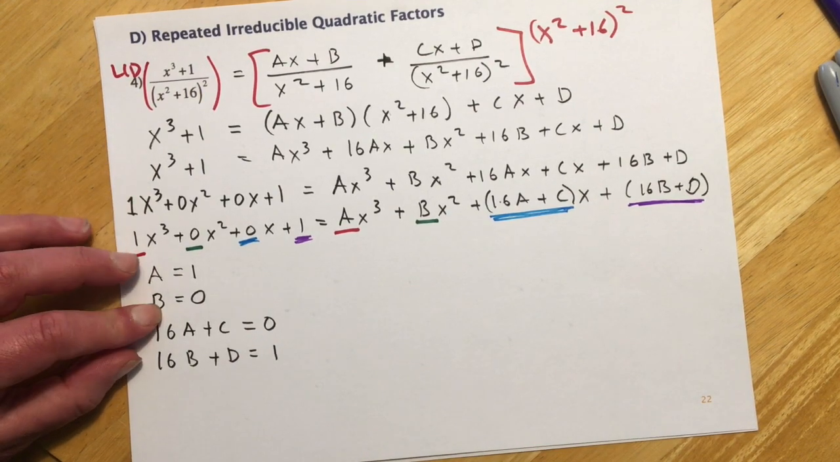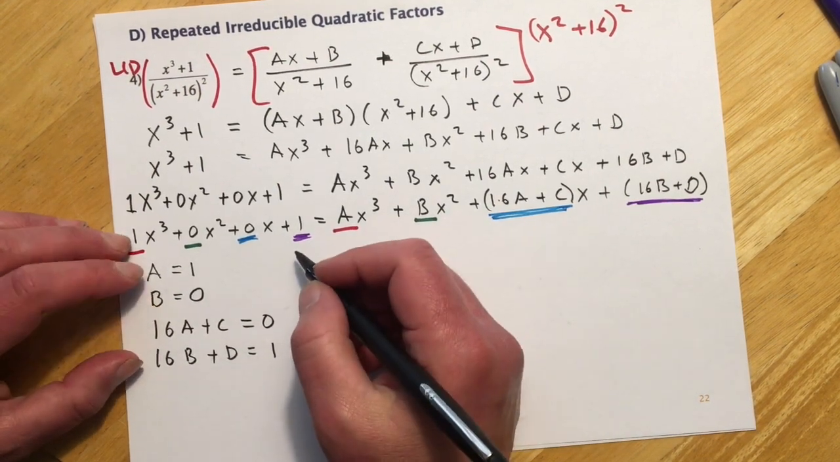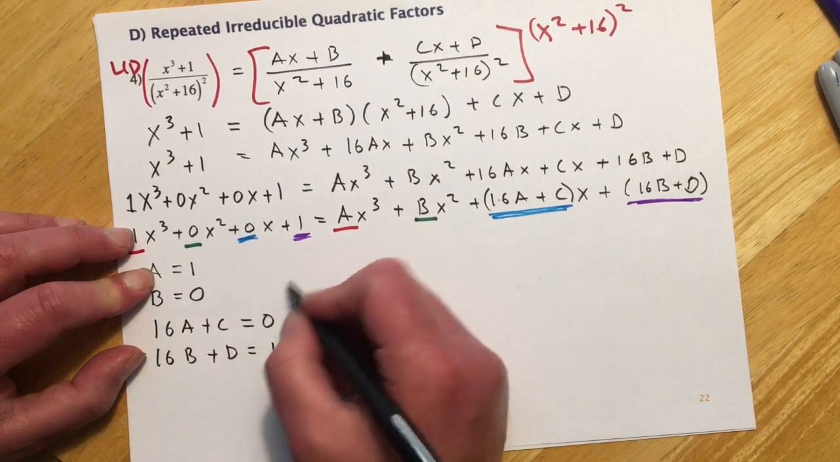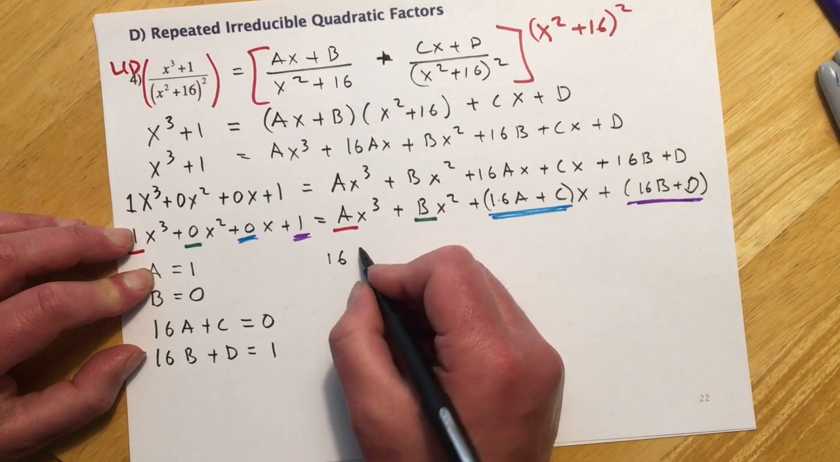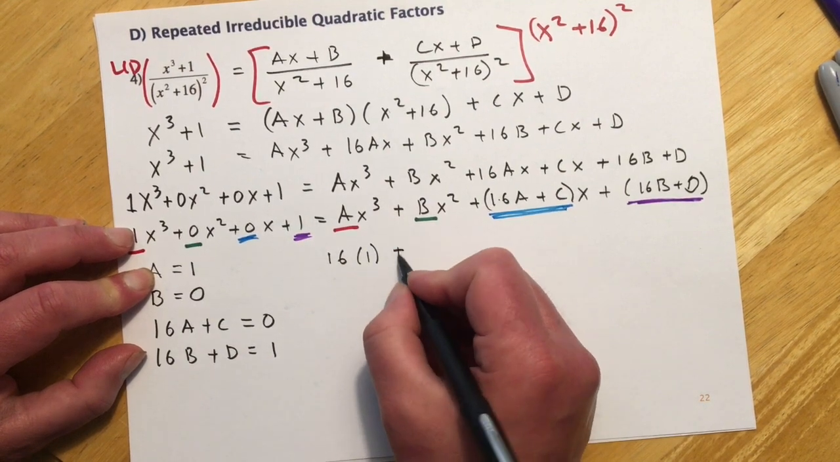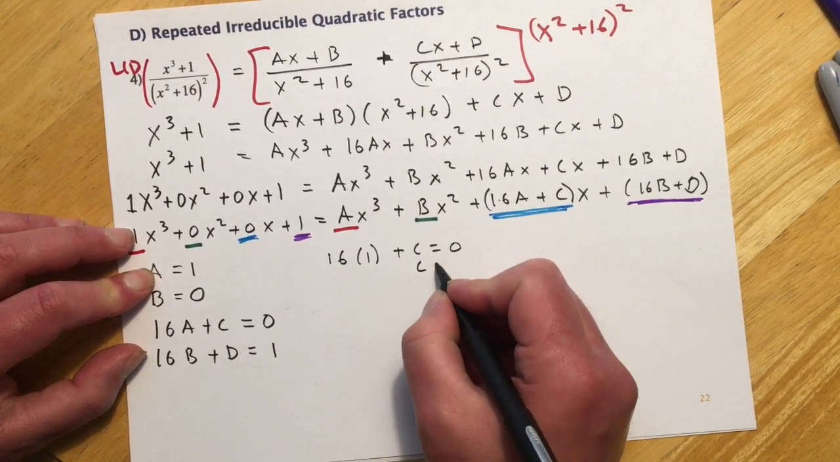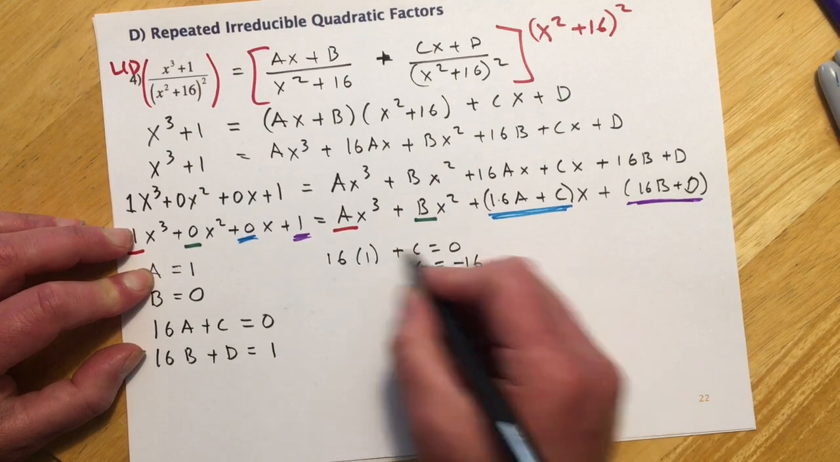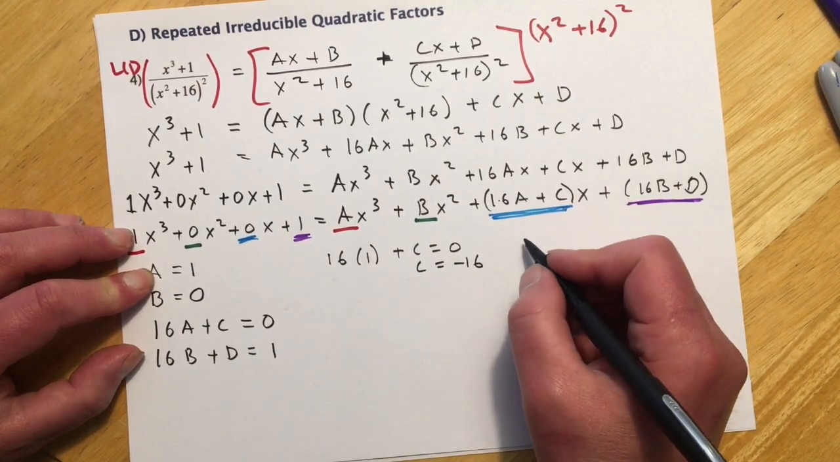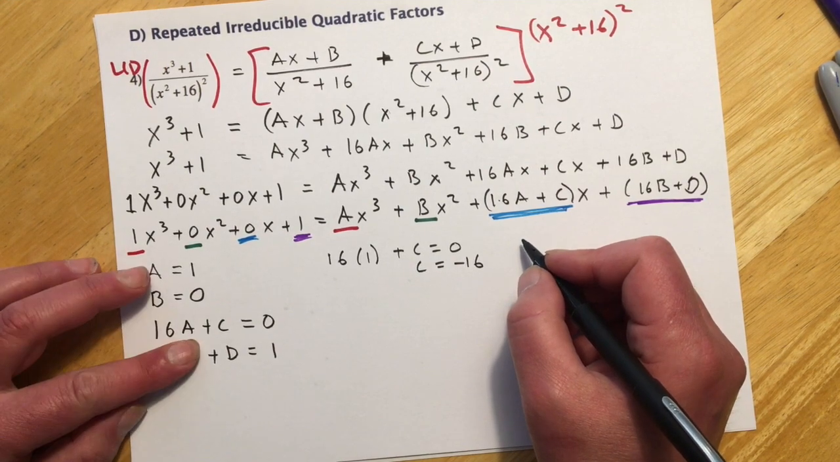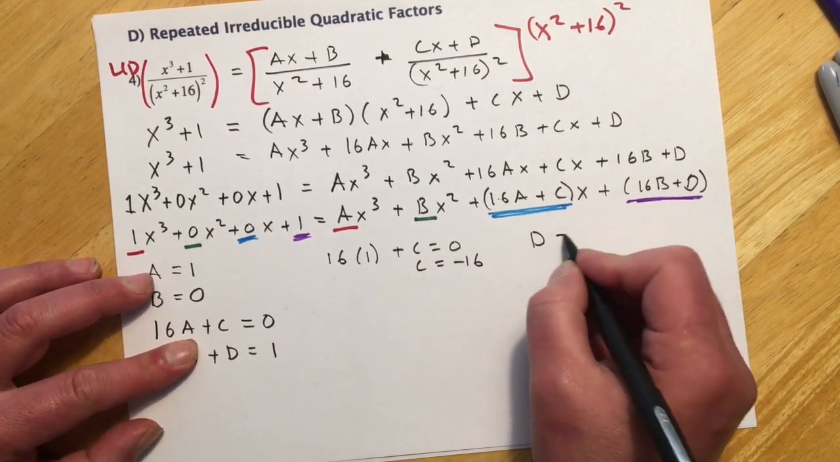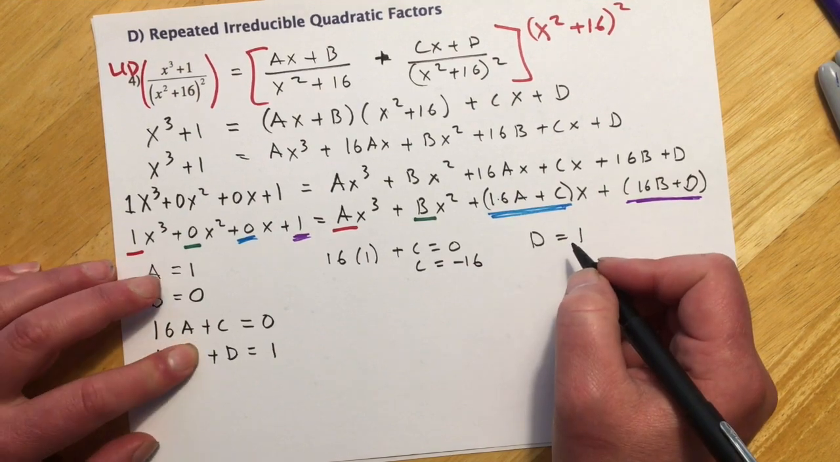So, since I know a and b already, that makes the rest of this pretty easy. So if a is 1, I'll plug that right here, and I get 16 times 1 plus c equals 0. So c is going to be negative 16 when I bring that over. And then right here, I can do b is 0, and if b is 0, then I know d is 1, because this would drop out.